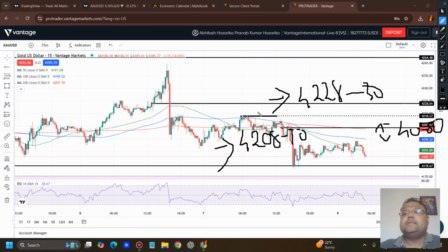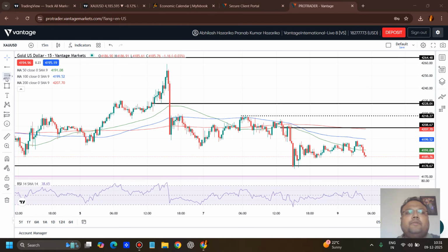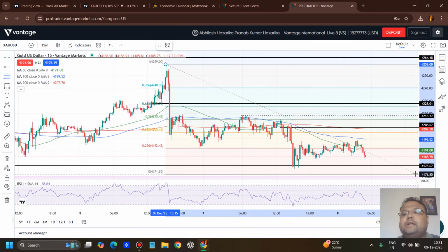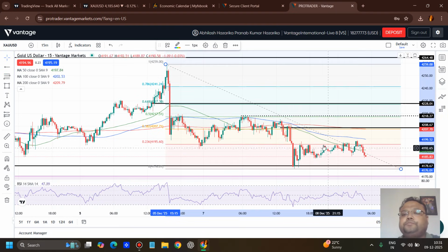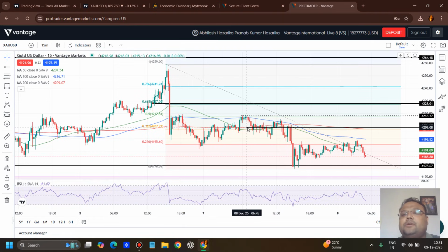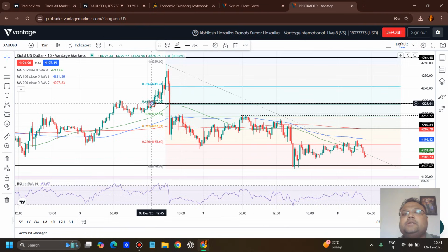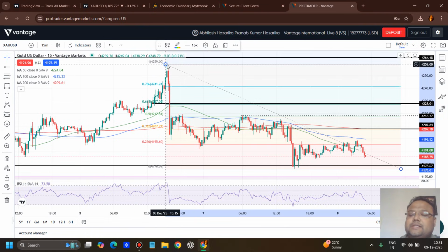Just keep in mind, these are the levels that are not very strong levels because these are the FIBO levels. You can see this is FIBO 38.2 and this is our FIBO 61.8% retracement line. That's why I said they are not very strong.